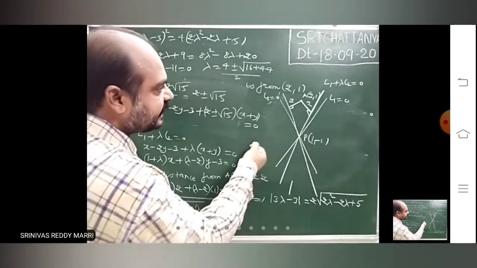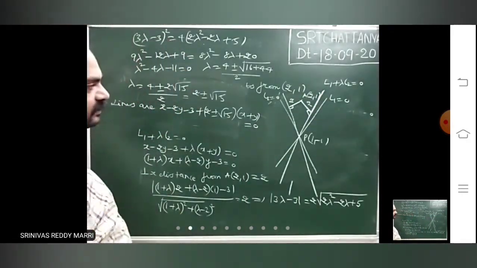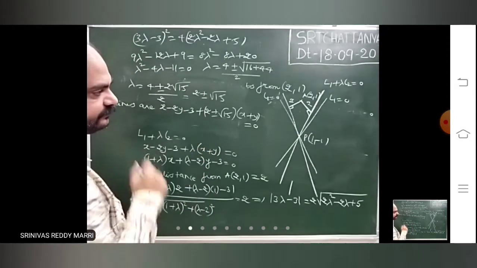How many lines? Directly, straight away, you can say 2. Those lines, if you want them, you have to calculate lambda, right?